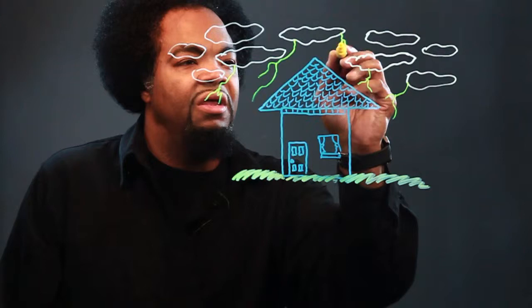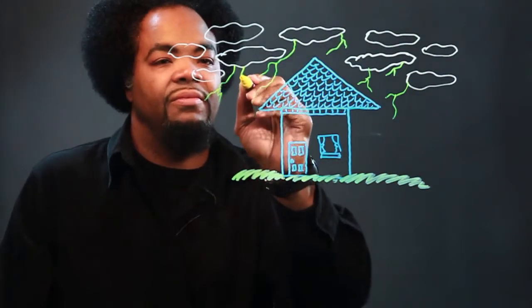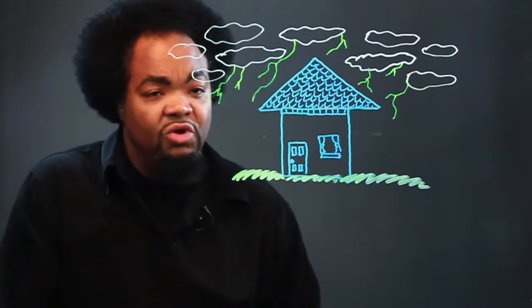Lightning. And if we were doing something creepy, these would also be veins. So there you have it. Hopefully the roof doesn't have any holes in it.